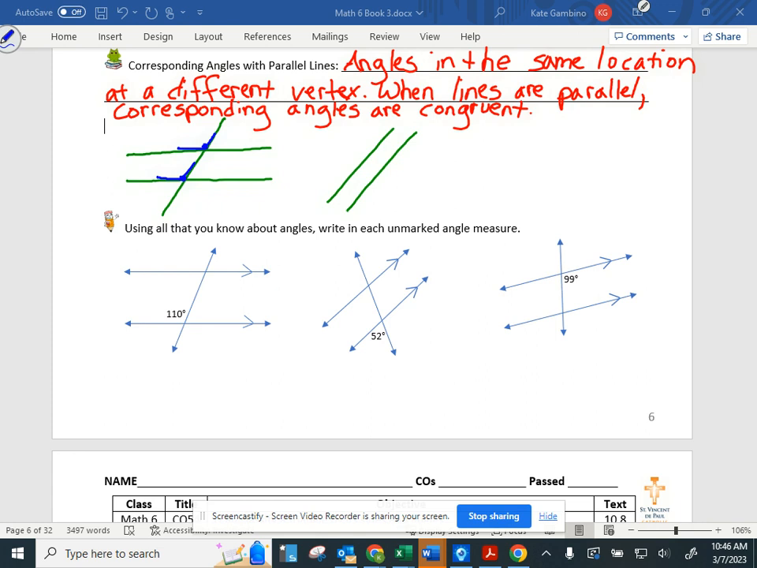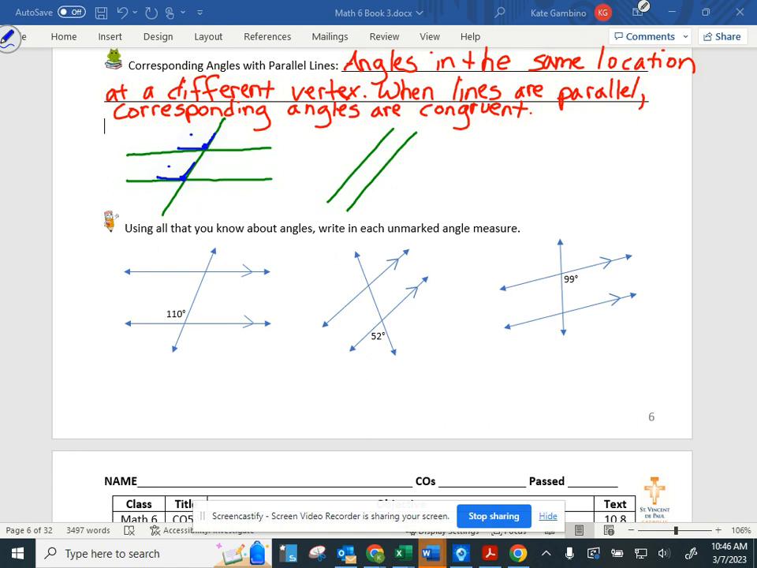So we've got that line that crosses the parallel lines. You need to know that the corresponding angles are going to be in that same spot on the different x. Okay, so we have our four angles here. This is the upper left. This one is the upper left. So they're going to be in the same location of the different x's that we make.